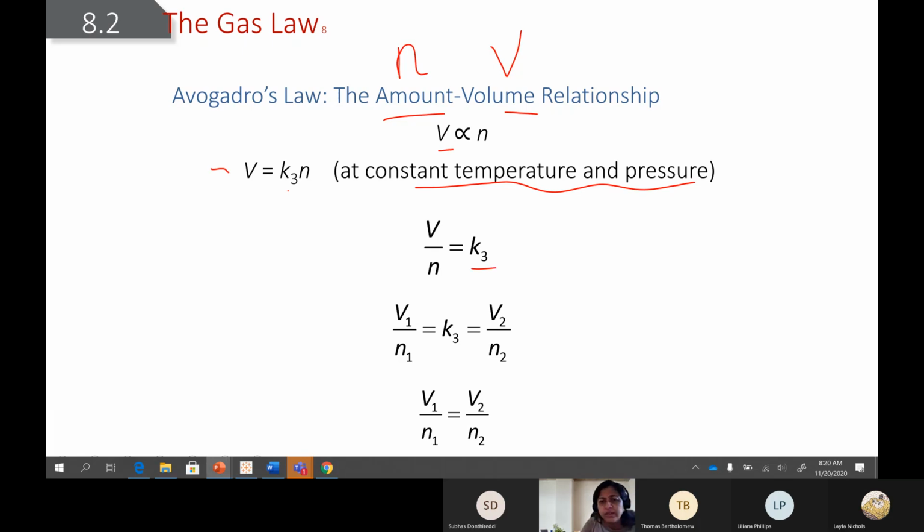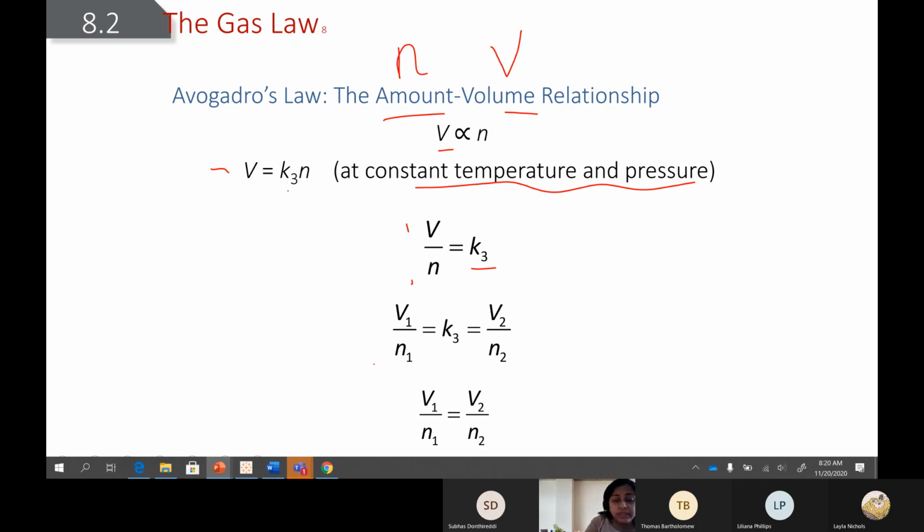So if I solve for the constant, it would be V1 over N1, right, V over N. Under constant temperature and pressure, for the same gas sample under two different sets of conditions for volumes and amounts, the relationship between these volumes and amounts will equal the same value, since we have not changed the temperature and the pressure.